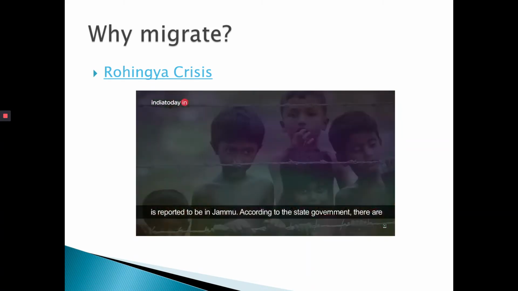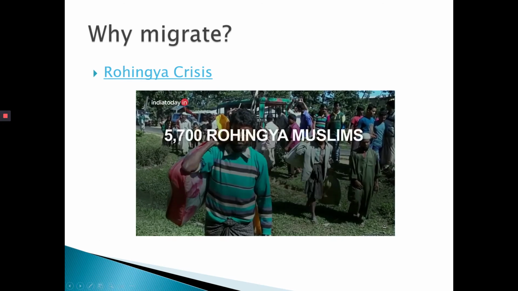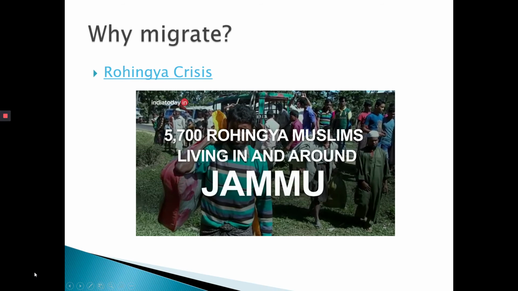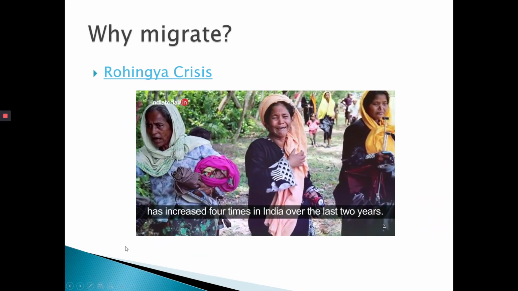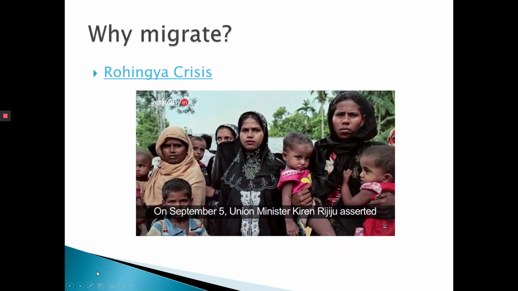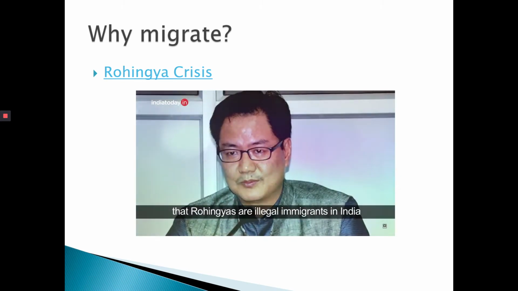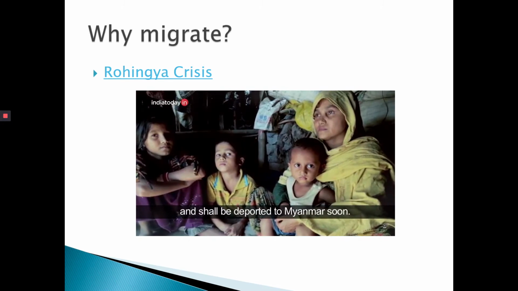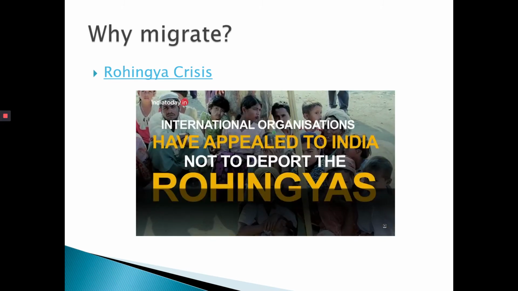According to the state government, there are about 5,700 Rohingya Muslims living in and around Jammu. According to the Government of India, the Rohingya population has increased 4 times in India over the last 2 years. On September 5, Union Minister Kiran Rijiju asserted that Rohingyas are illegal immigrants in India and shall be deported to Myanmar soon. International organizations have appealed to India to not deport the Rohingyas.